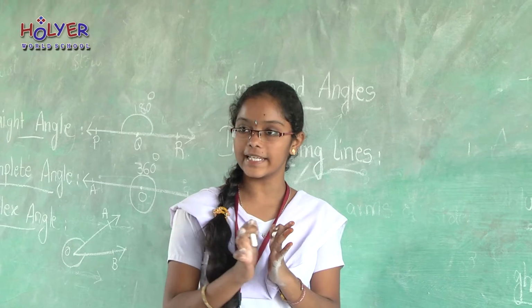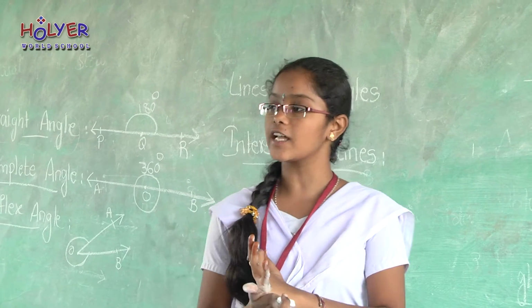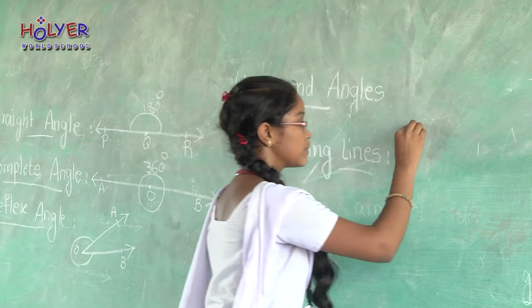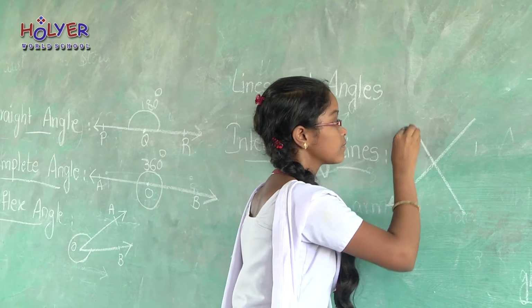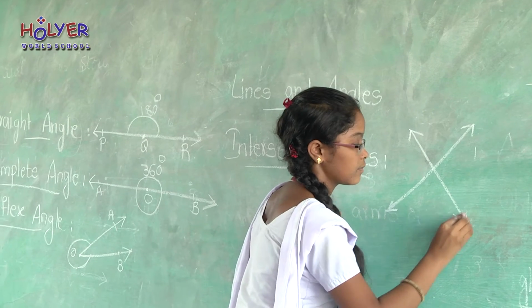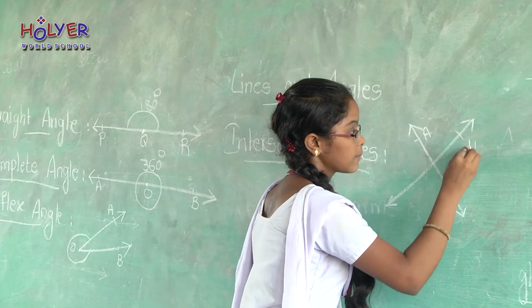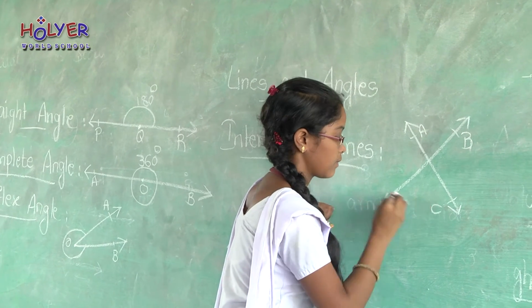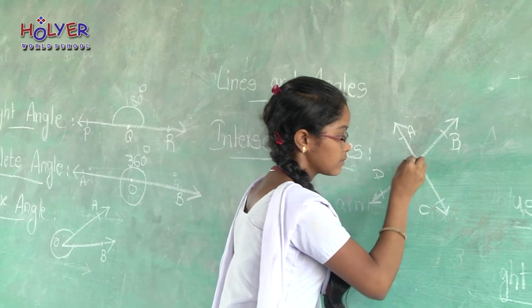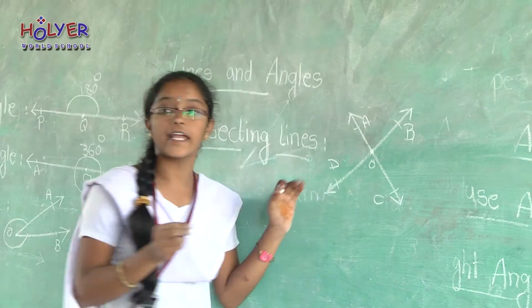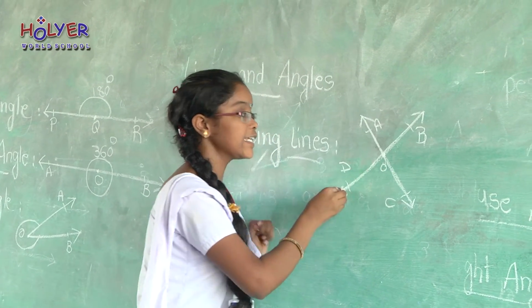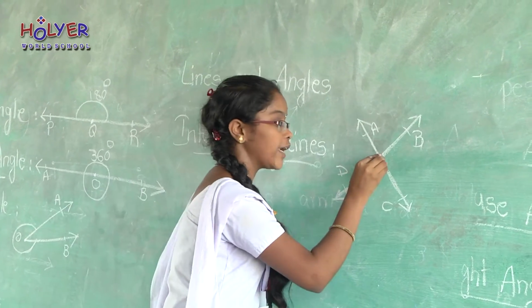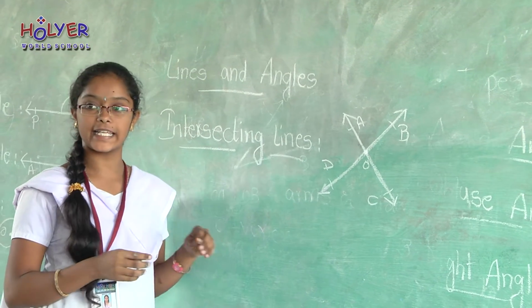If two lines meet at the same point, then the lines are called intersecting lines. Here we can observe two lines, line AC and line BD. These two lines meet at the same point, so they are called intersecting lines.